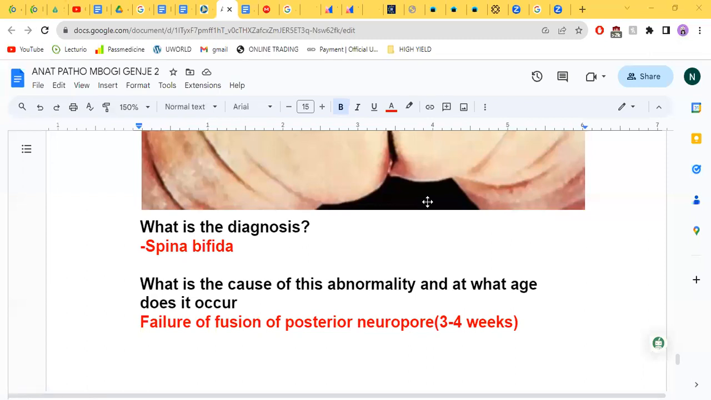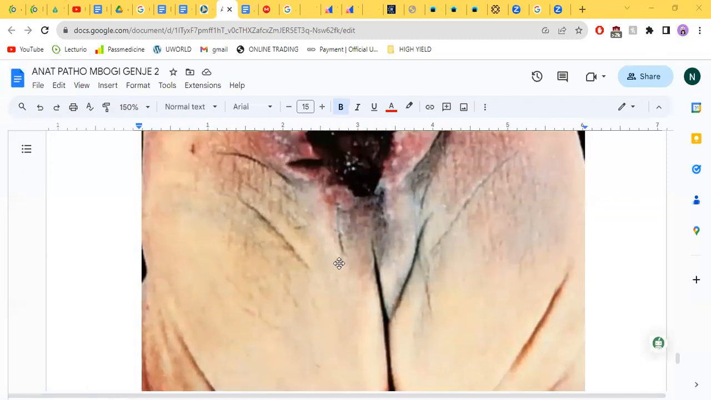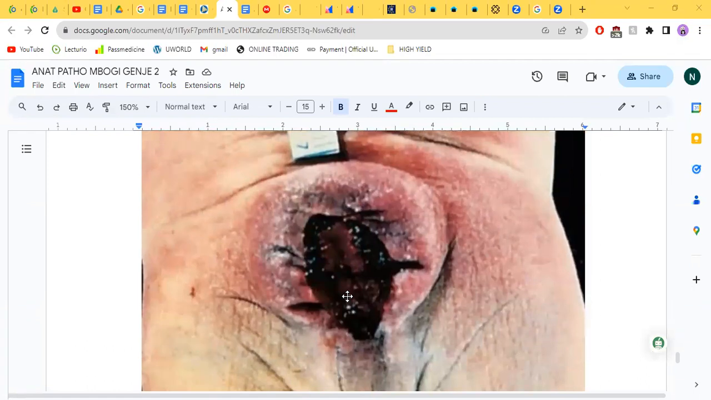The meningeal cell, I don't know. Can we see the spinal cord from here to call it meningeal cell? Yeah, so since you cannot see the membrane or spinal cord, we just call it spina bifida. Let's move down.